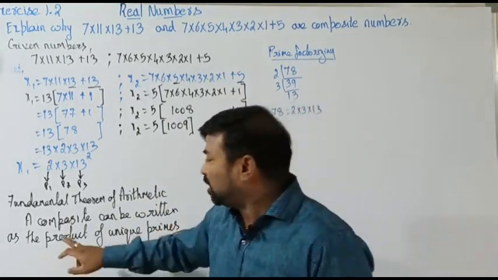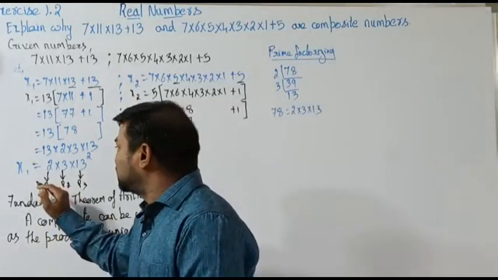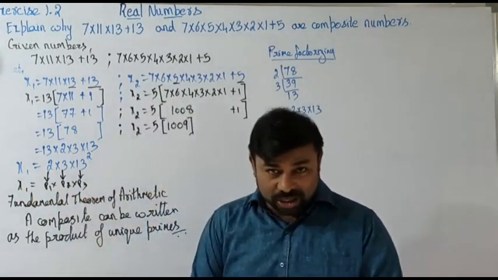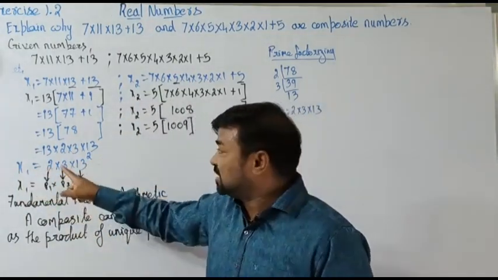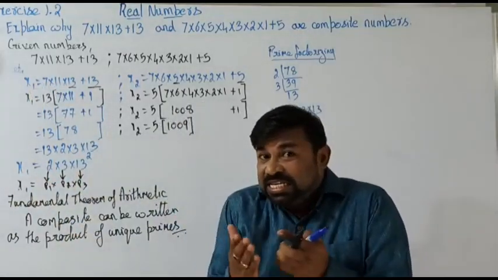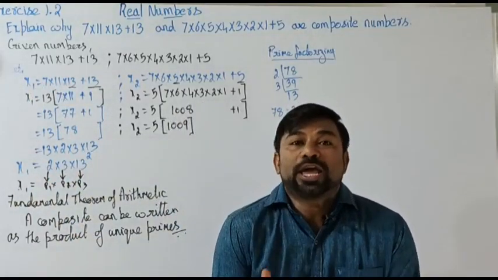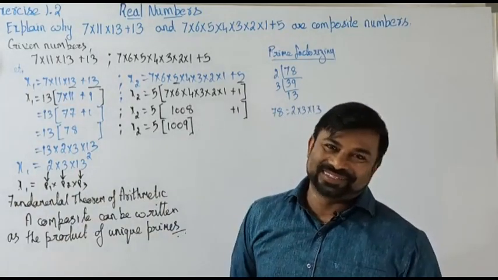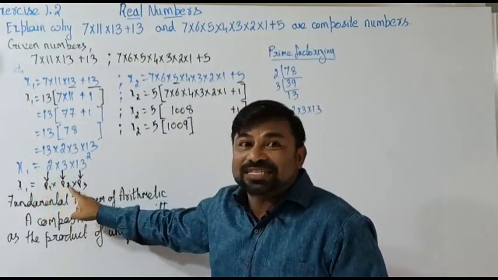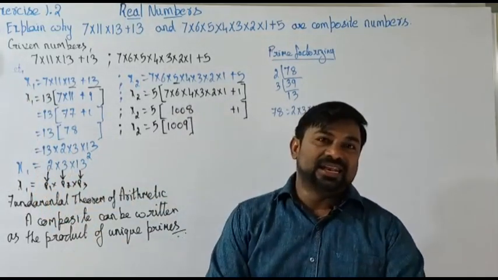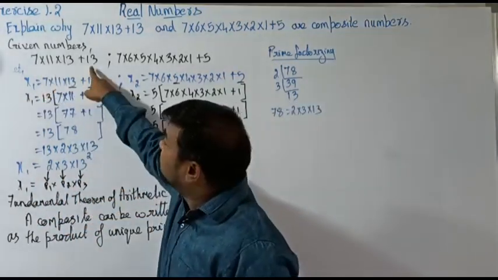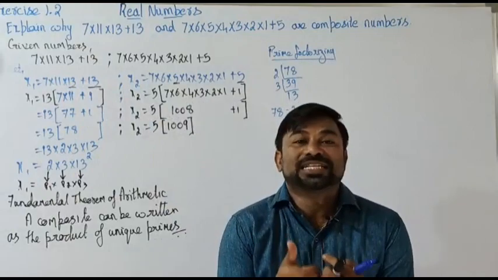What is it saying? Here, if I take x1, is it the product of prime numbers? Check it out. Is it a prime? Yes. Is it a prime? Yes. Is it a prime? Yes. So the composite number x1 is able to be written as the product of prime numbers, then yes, according to the fundamental theorem of arithmetic, the number given is a composite number.